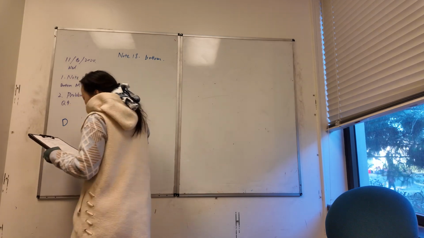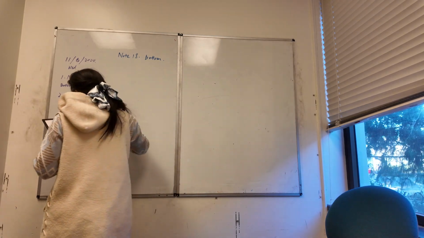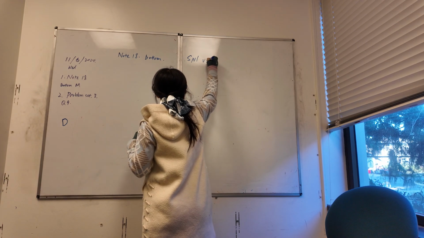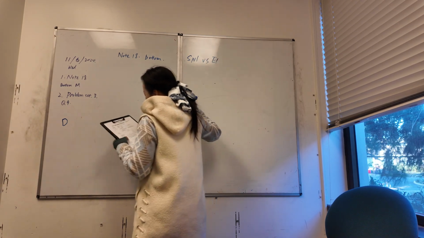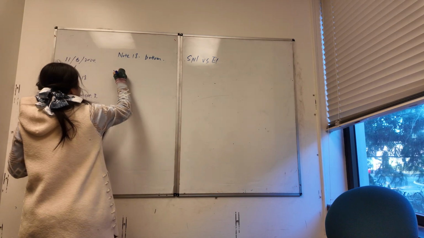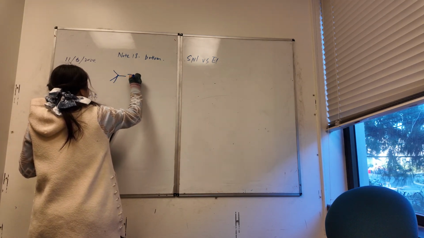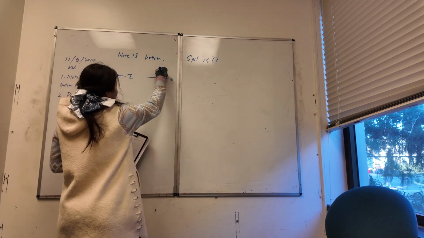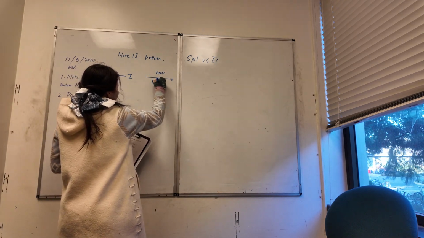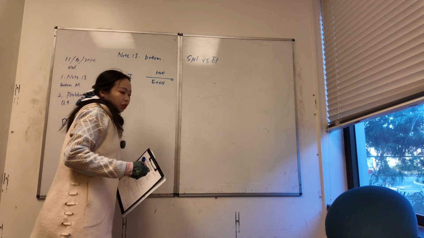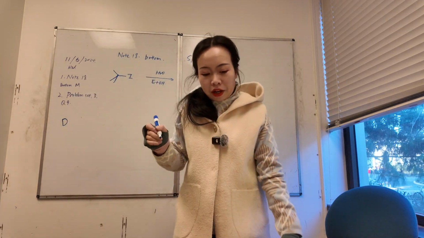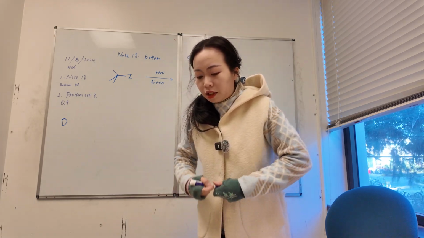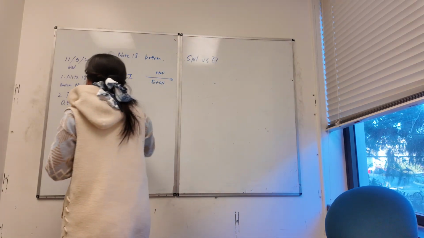SN1, SN2, SN1, E1. The bottom is the comparison between SN1 versus E1. We are going to go over the mechanism writing with iodide, and then it's basically water and ethanol. What are we doing? We're comparing the mechanism. So I want to show a bunch of things. For mechanism, we are going to write the mechanism.